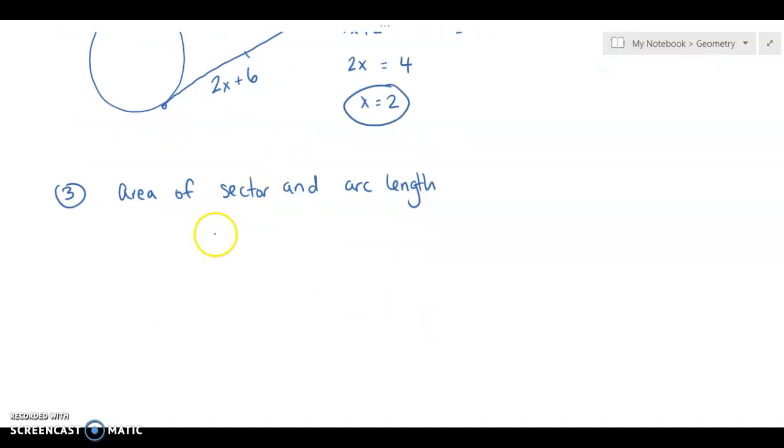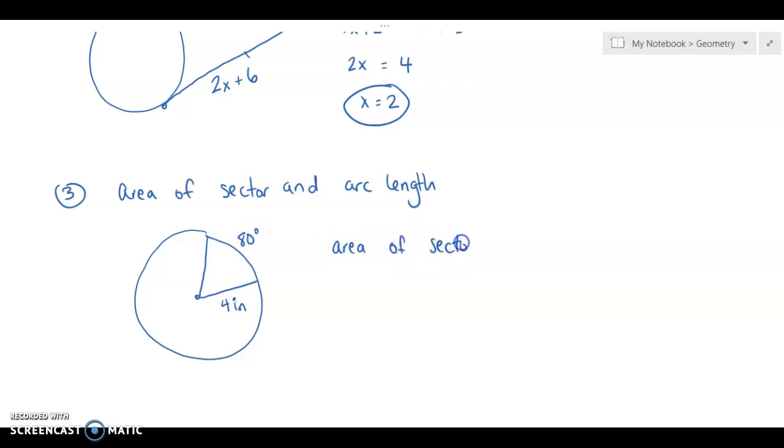So let's say that you have a circle like so, and let's say that you're given this radius. Let's say it is 4 inches, and let's say that this arc here is, we'll say that it is 80 degrees. All right, so that's what we have. What we're going to do is we're going to find the area of the sector, and then we're going to find the arc length.